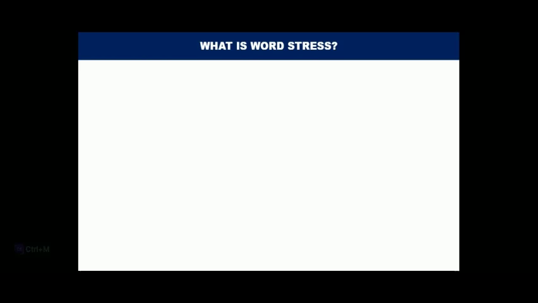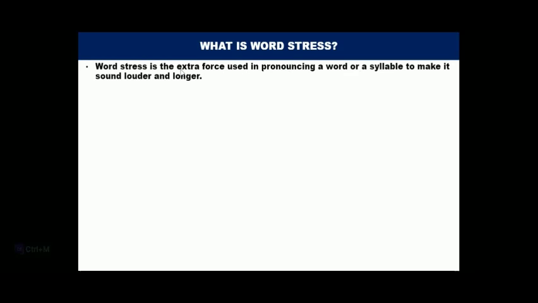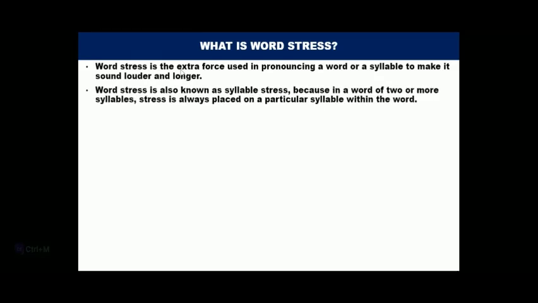Let's begin with the first basic question. What actually is word stress? Word stress is the extra force used in pronouncing a word or a syllable to make it sound louder and longer. Word stress is also known as syllable stress because in a word of two or more syllables, stress is placed on a particular syllable within the word.